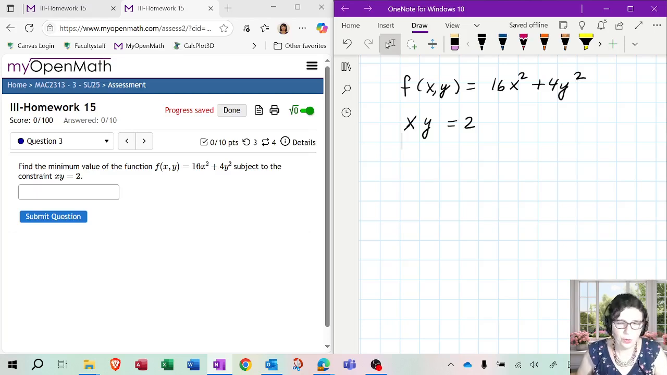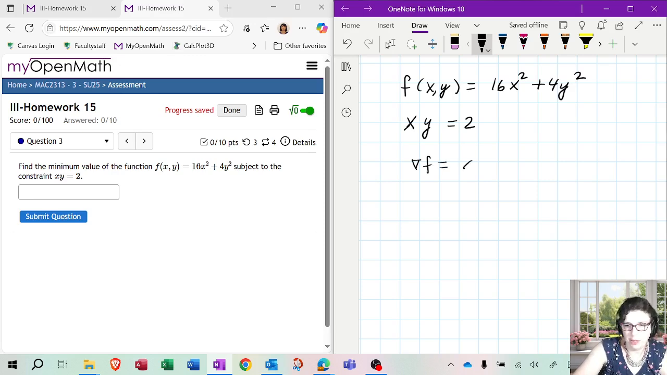In this video, we're going to look at the problem of finding the minimum value for 16x squared plus 4y squared, subject to the constraint xy equals 2. The first thing we do is find the gradient for each one. So this is going to be 32x, and the gradient of 4y squared, the derivative with respect to y, would be 8y. And then the gradient of g, which is the constraint, is just going to be y, x.